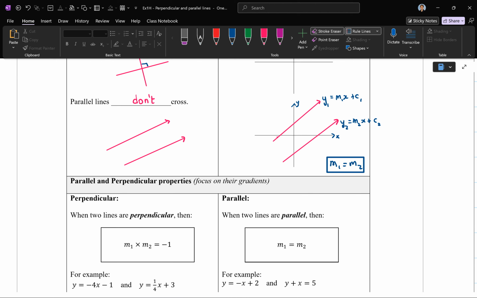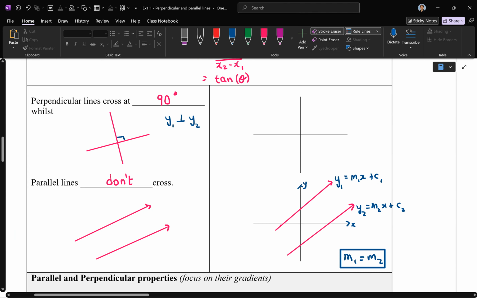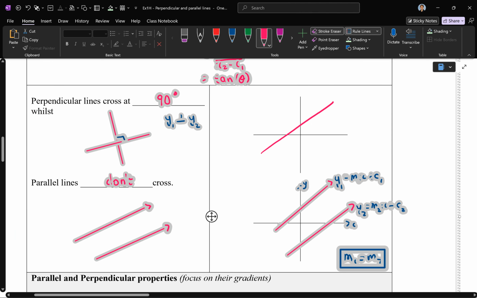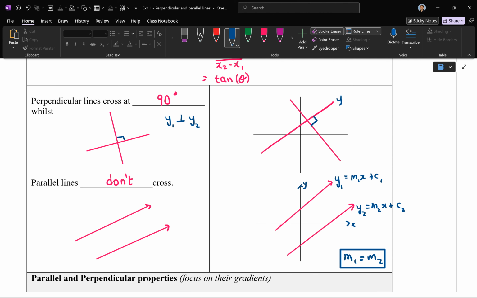If you want to think it that way, you can actually prove why that property is true. Okay? But for now, for the other one, when it's perpendicular, when you have two lines that cross each other at 90 degrees, one of the properties that we know is the gradient of the first line, so m1, times the gradient of the second line.